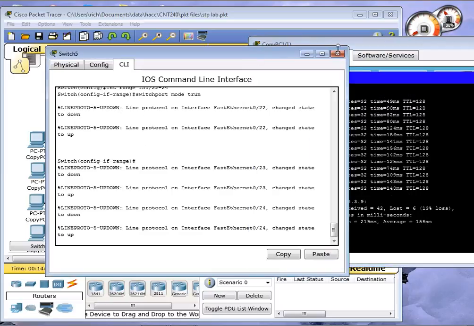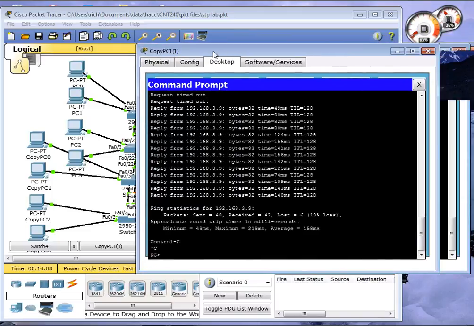So that's the first part of the lab. We're going to mess around with doing that stuff.